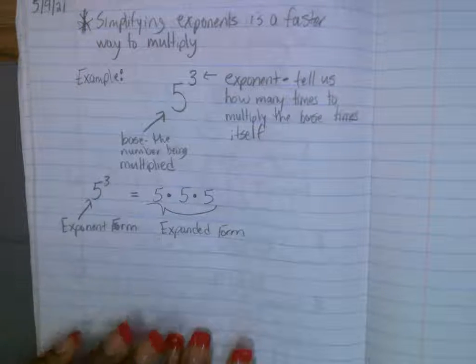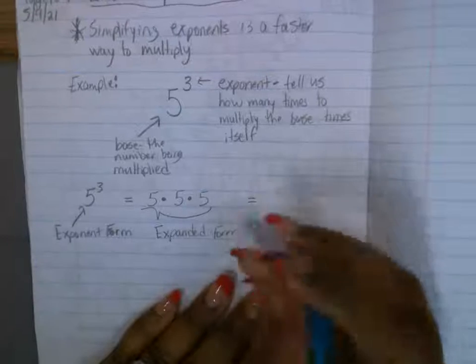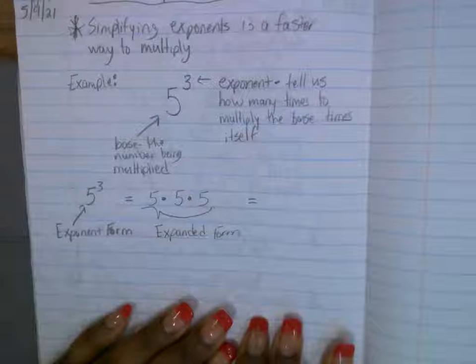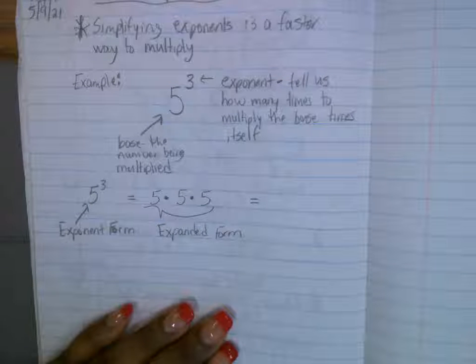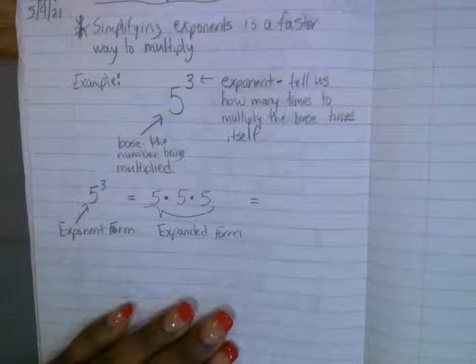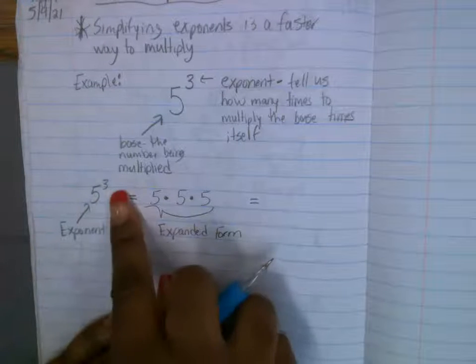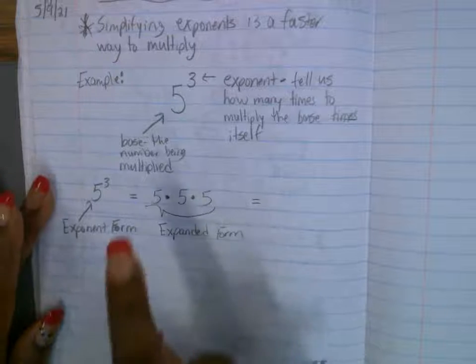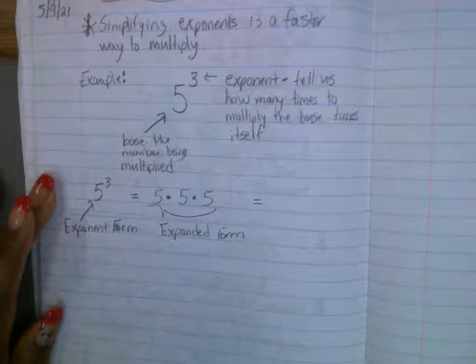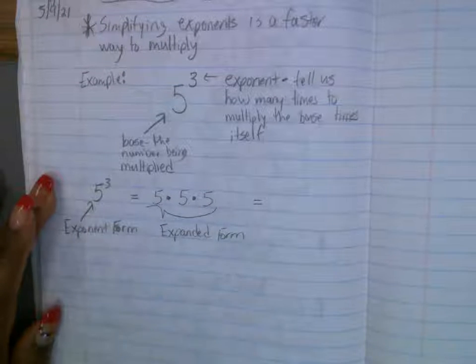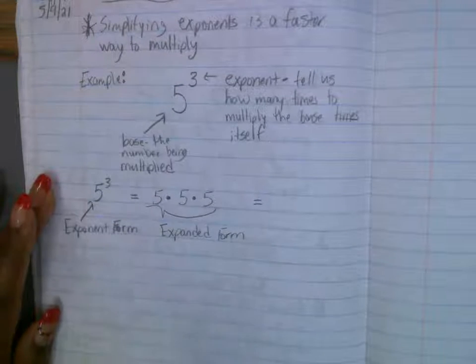Now, a lot of you, when I was walking around yesterday, were doing 5 times 3. The difference between that is either parentheses or a dot, 5 dot 3, or 5 in parentheses with a 3 beside it. When you have the 5 up there, it means 5 times 5. So 5 to the third power is the same as saying 5 times 5 times 5, not 5 times 3.